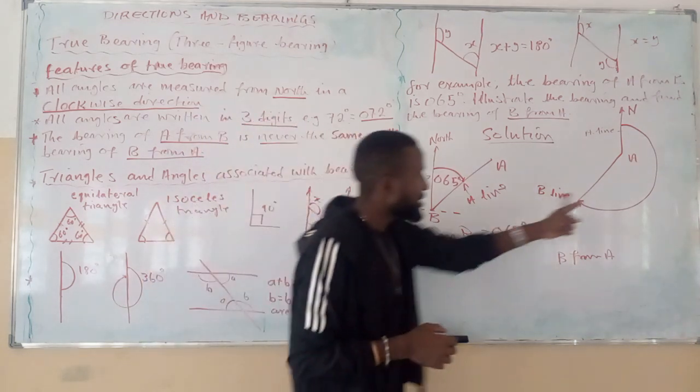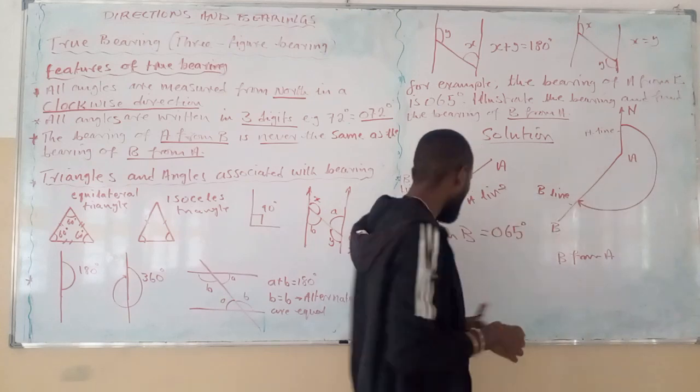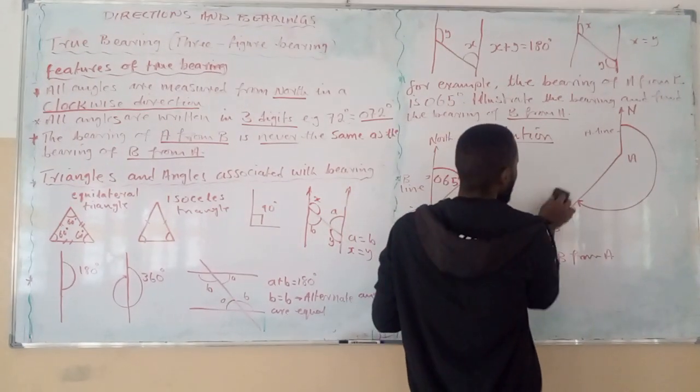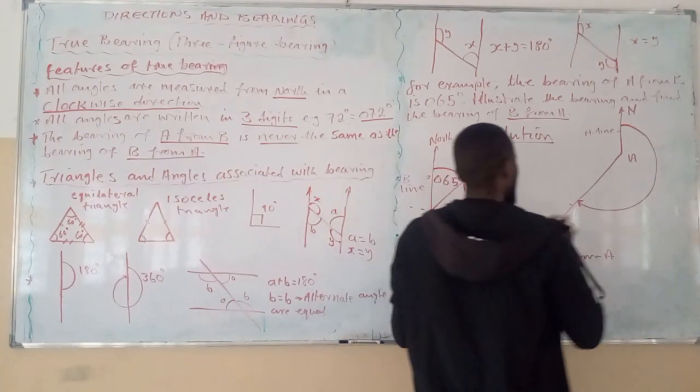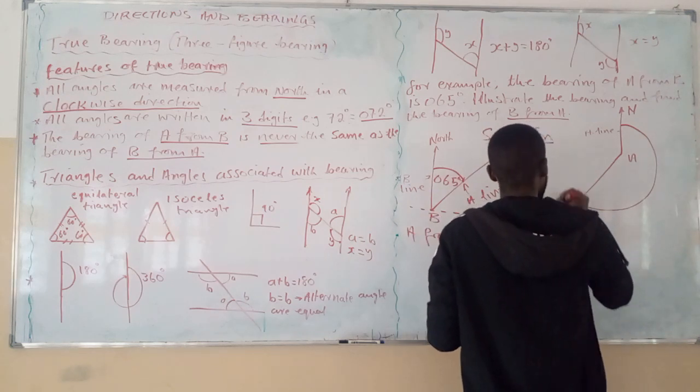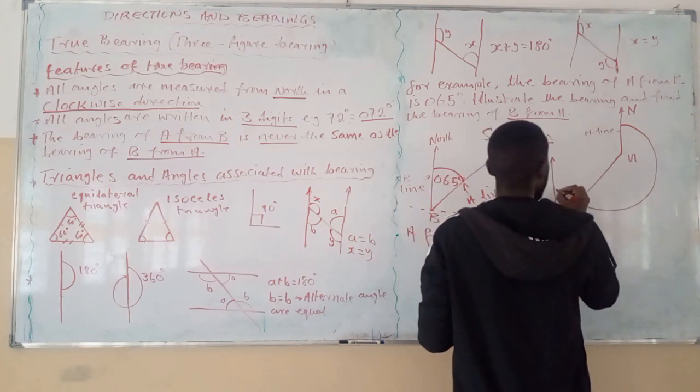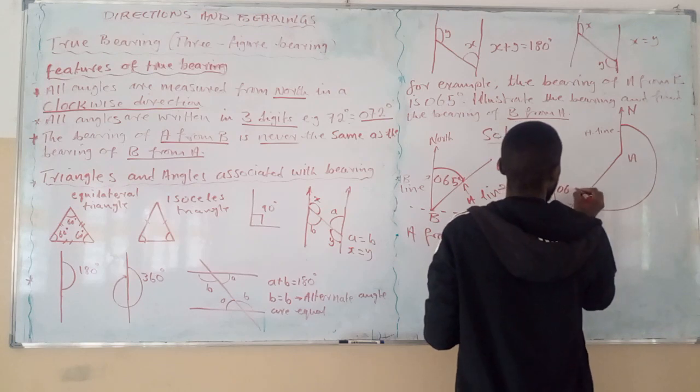So we don't know this angle. This angle we need to be able to find. But keep in mind that they have given us this angle. They have told us that this angle from here is 0.65 degrees.